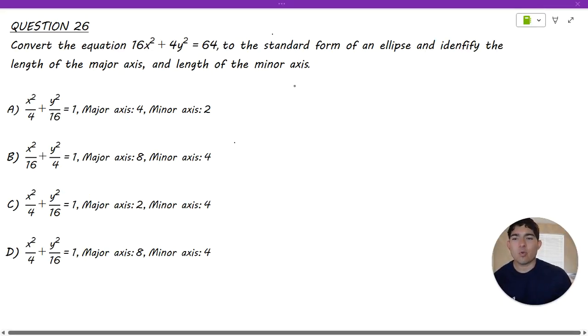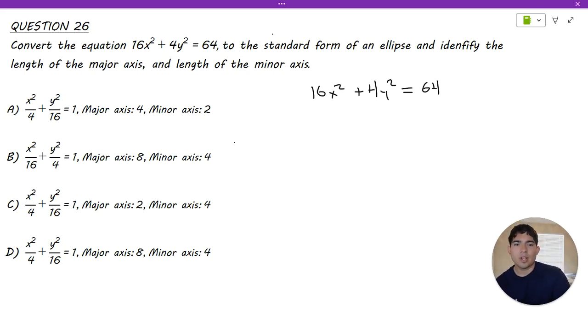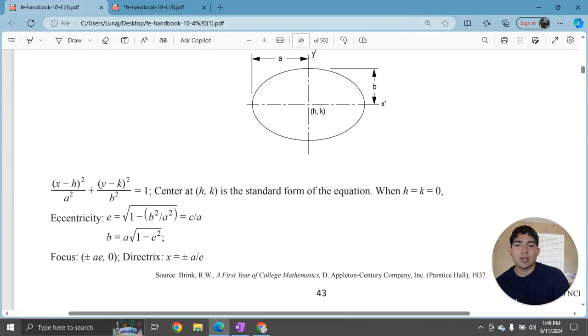So here we have one more problem where we need to identify the length of the major axis and the length of the minor axis, but we also need to put this equation into standard form. We were not given a standard form ellipse equation to begin with. So I just went ahead and rewrote our equation for us right here. If we take a look at the reference manual once again, we'll see that for the standard form of an ellipse, the right side of the equation is always equal to 1. That is always true for the standard form of an ellipse, okay?